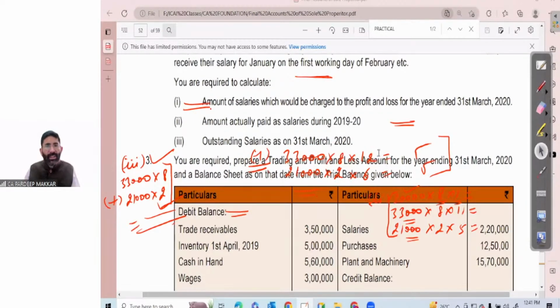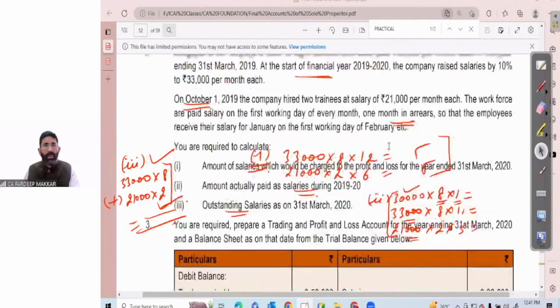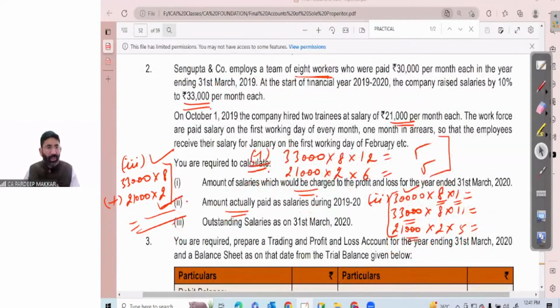Very good. You may check it out with me. I have already done it for you. You may tally it with me, or get the screenshot and tally it.